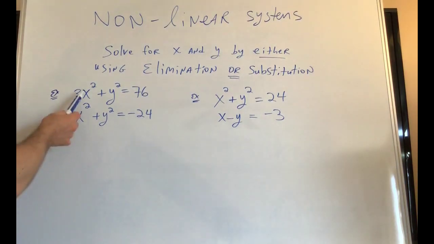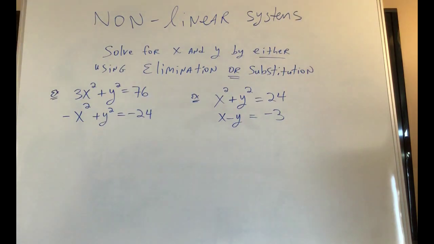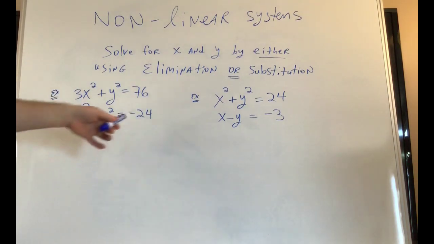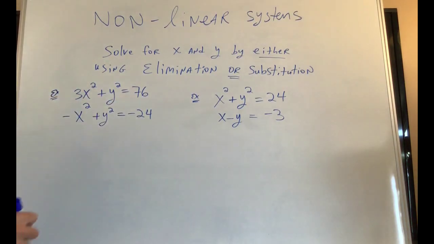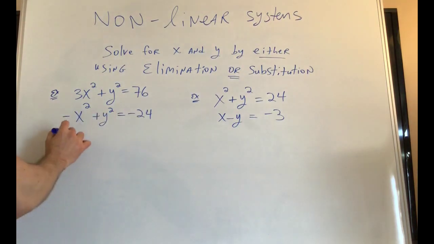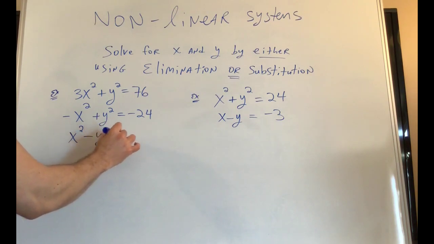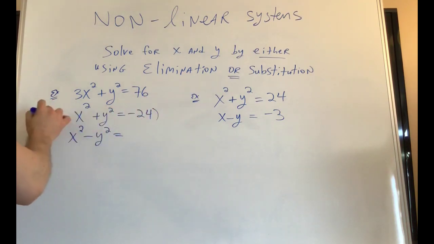So look, x squared, y squared. Perfect candidate for elimination. The problem is that I could multiply this bottom one by 3 and eliminate x squared, but then I have to times this by 3. I don't want to do that. How about I just switch all the signs? You can't do that. Sure I can. I can multiply it by negative 1. Negative 1 times this, negative 1 times this, negative 1 times this. They all switch.